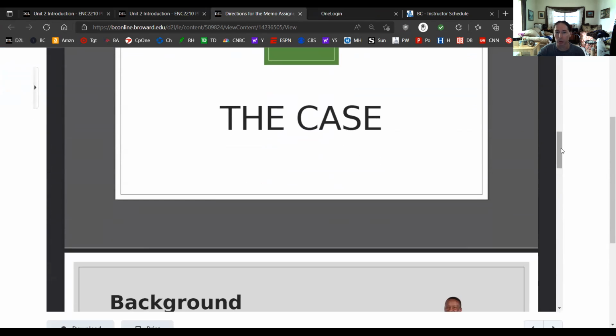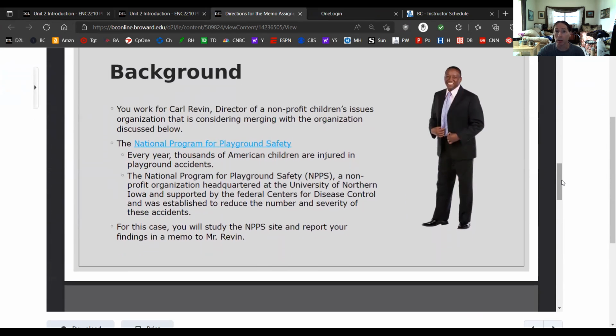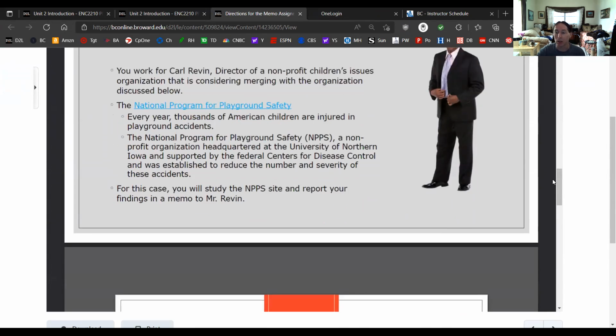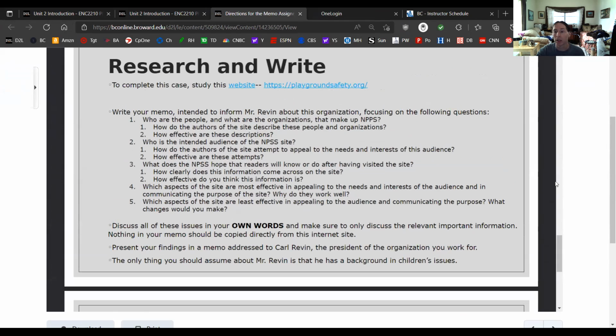Now, once you've gotten through that point, read the memo assignment itself, and you'll see that it presents a scenario. Obviously, I'm just going to scroll through this, but you're going to read this carefully. The scenario asks you to look at a real organization, the National Program for Playground Safety, and to write a memo that deals with this particular organization. You're being asked to inform a particular audience about that organization in terms of its key goals. So you'll see within the instructions itself, there are specific questions that you want to make sure that you answer within your memo.